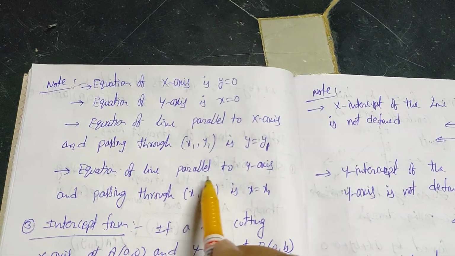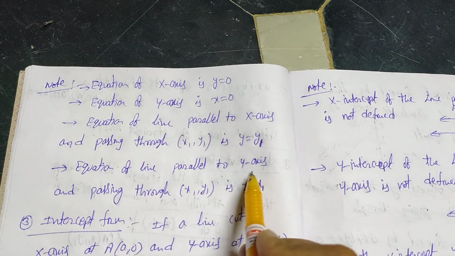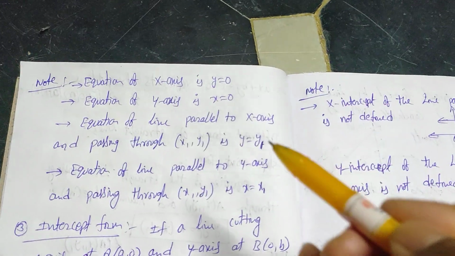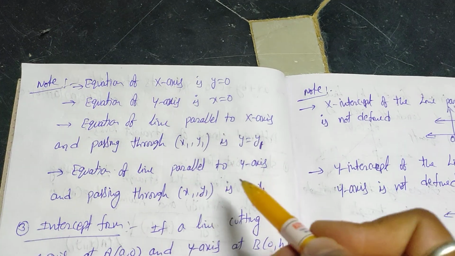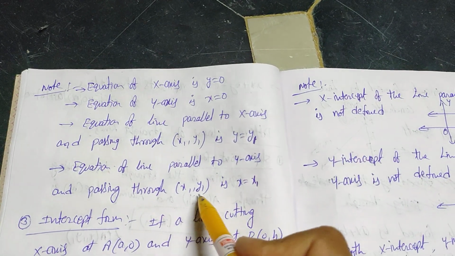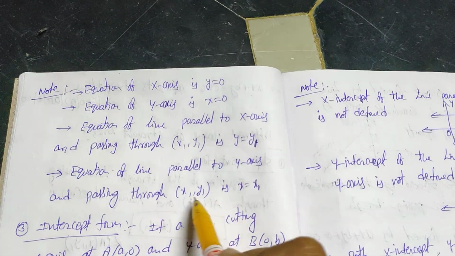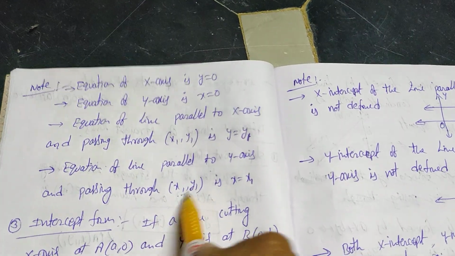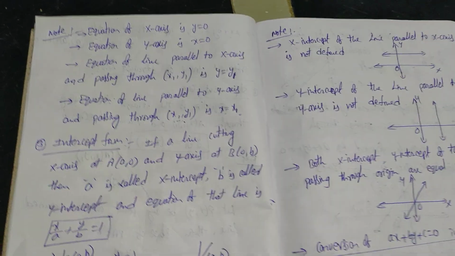The equation of any line which is parallel to y-axis is in the form of x is equal to some k. If you know the point which lies on that line, that is some x1 comma y1, then that k is nothing but the x coordinate only. So what is the x coordinate here? x1. So x is equal to x1.